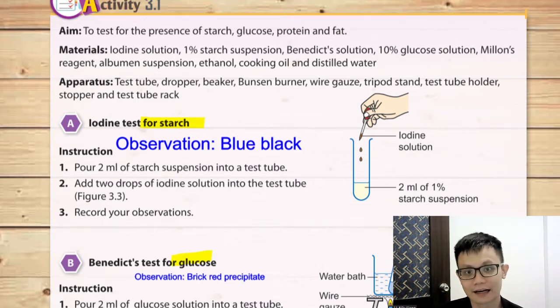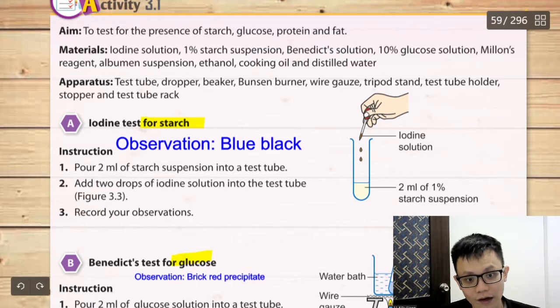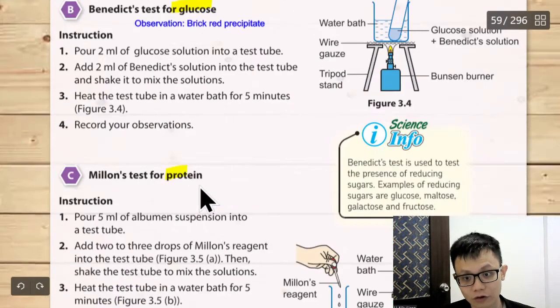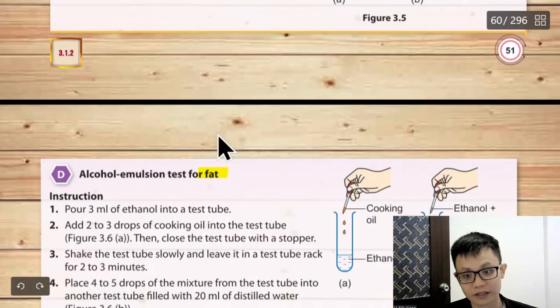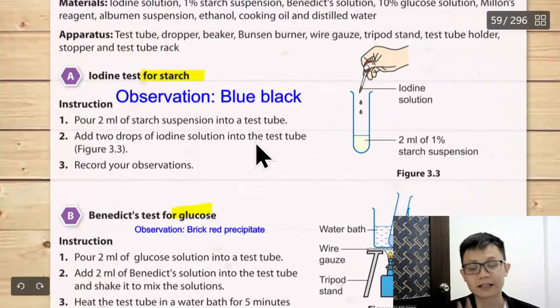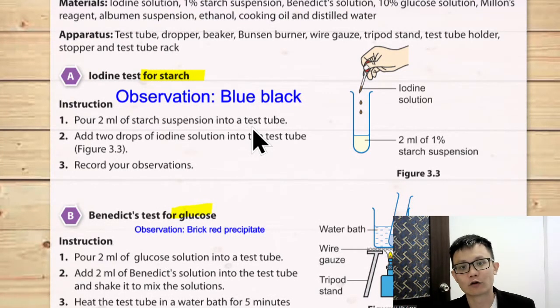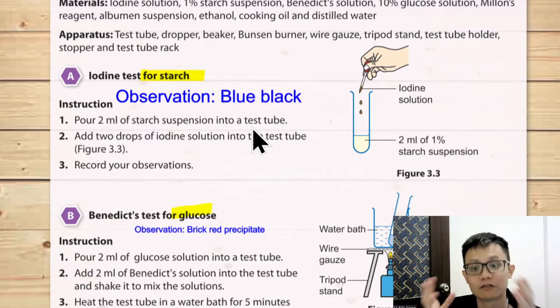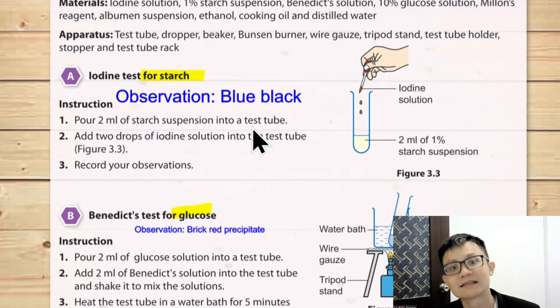So basically there are a few tests that you need to know. We want to know how to test starch, glucose, protein. This one you need to remember, protein and fat. So you need to remember in the exam they might ask you 4 things. Usually they ask what test it is. Or this is the iodine test, Benedict test, Millon test, alcohol emulsion test.